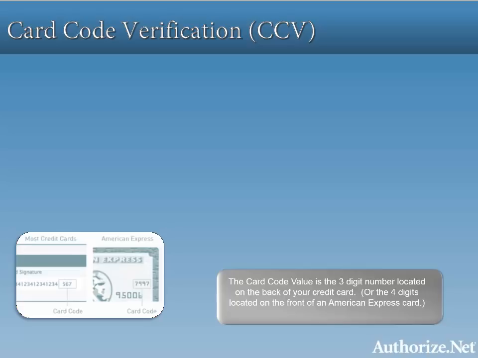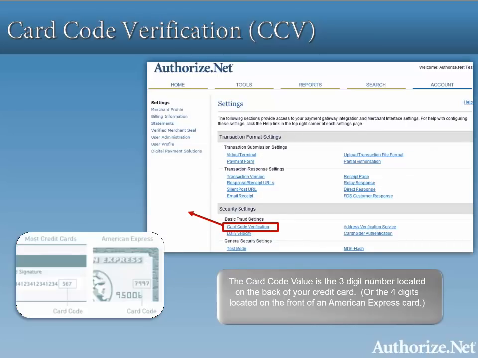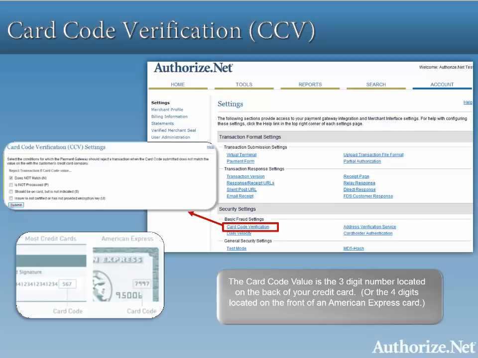The card code value is the 3-digit number located on the back of your credit card, or 4 digits located on the front of an American Express card. Similar to the address verification service, the processor compares the card code in the transaction with the card code on file with the credit card company and assigns a CCV value to the transaction. Authorize.net then accepts or declines that transaction based on the settings that the merchant sets in the merchant interface. To change these settings, visit the Account tab and click on Card Code Verification.